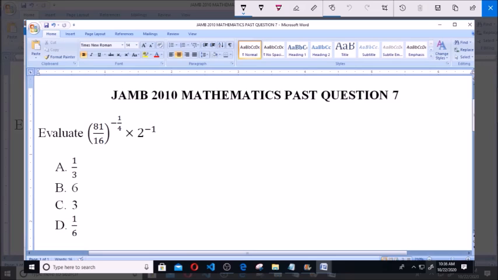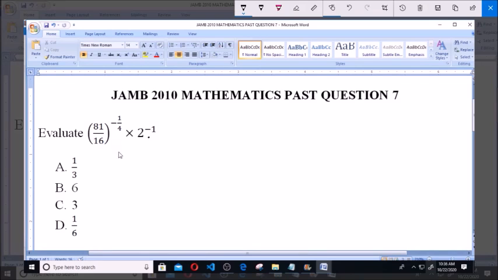I will be answering JAMB 2010 Mathematics Past Question 7. Evaluate 81 over 16 raised to the power of minus 1 over 4 multiplied by 2 raised to the power of minus 1. A is 1 over 3, B 6, C 3, and D 1 over 6.